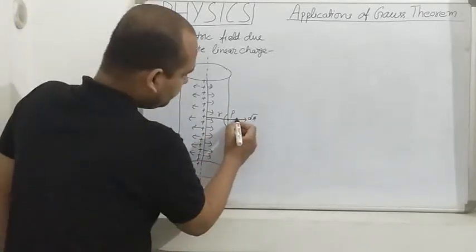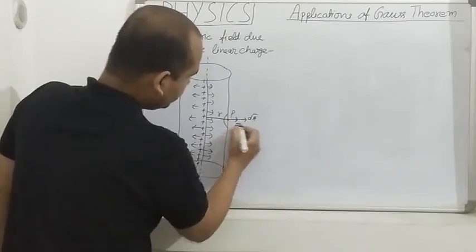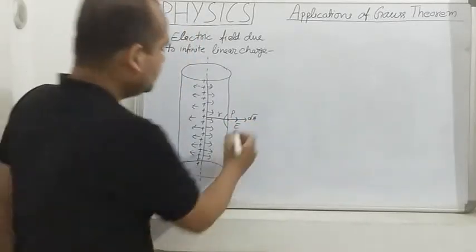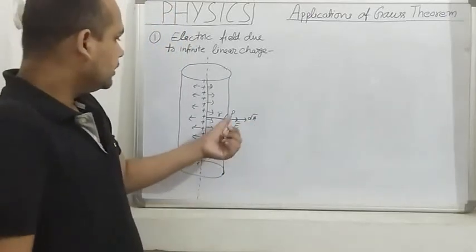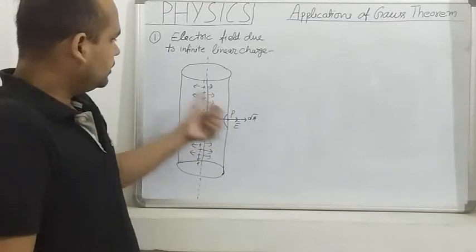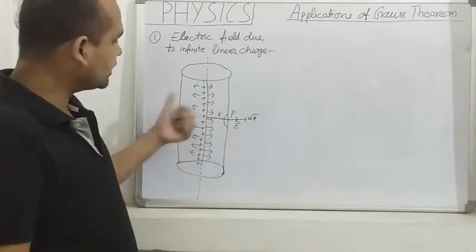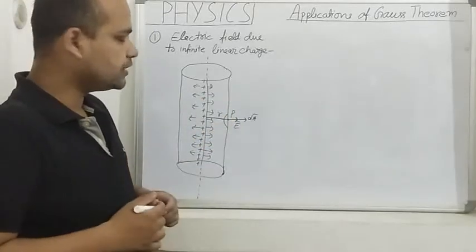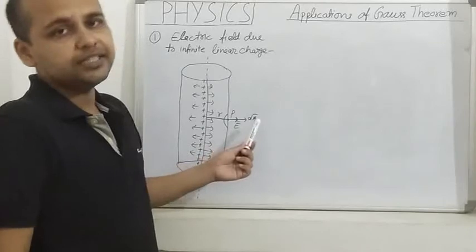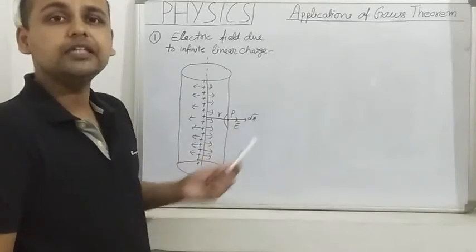So again, what will happen? The electric field and the area vector will coincide with each other. If we are talking about the curved part of this cylinder, the electric field and the area vector will coincide, or you can say the angle between electric field and the area vector will be 0.